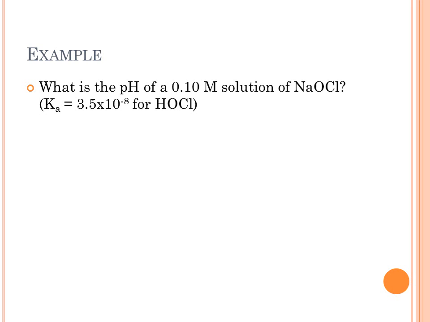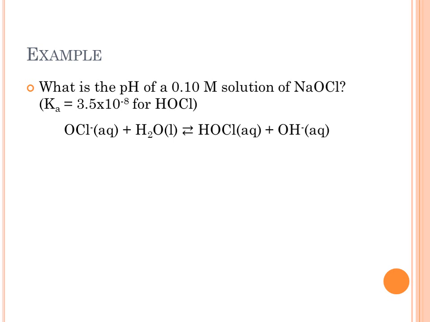We want to work with the hypochlorite ion, and we know that that's a weak base since it's derived from a weak acid. So hypochlorite plus the water is going to be in equilibrium with hypochlorous acid and hydroxide. We've got a nice equilibrium there that produces hydroxide ion.